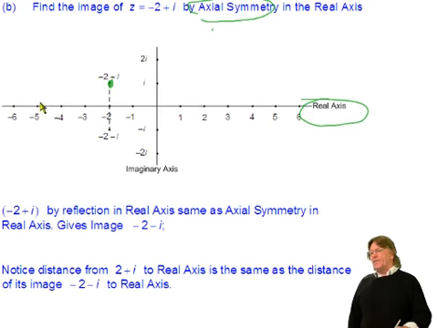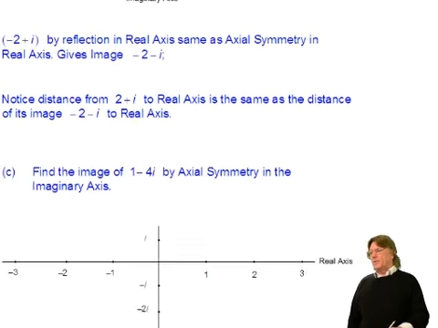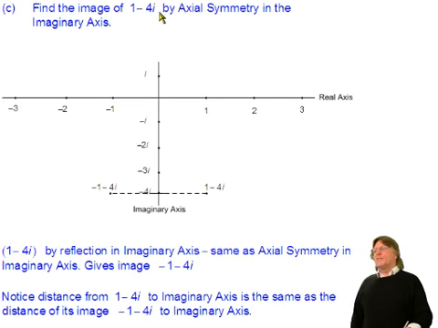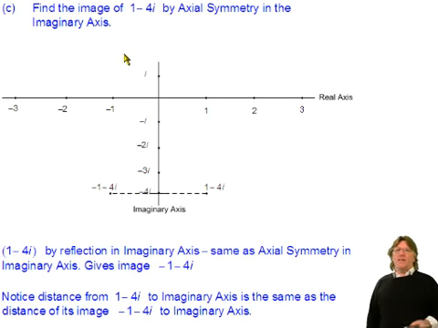And where's its image? If the real axis here is a mirror, then you look through and you're just out the far side to here. So the image of minus 2 plus i is minus 2 minus i. So minus 2 plus i by reflection in the real axis, which is the same as axial symmetry in the real axis, gives us an image of minus 2 minus i. And again, we notice that the distance from there to there, that green piece, is the same as this hop here. Okay, last one. Find the image of 1 minus 4i by axial symmetry in the imaginary axis.